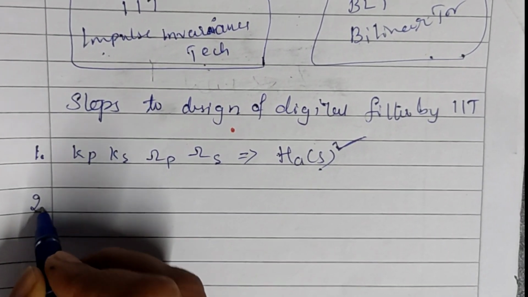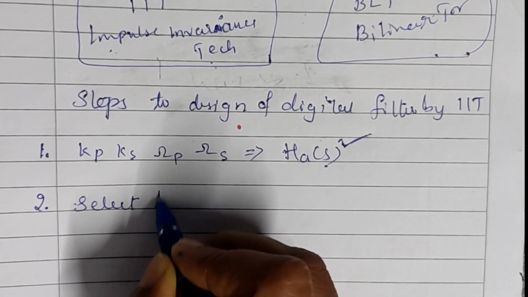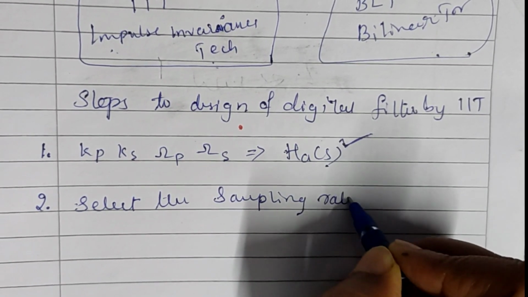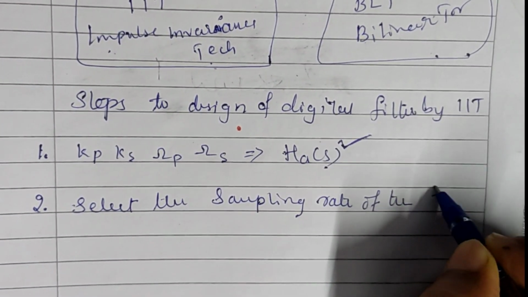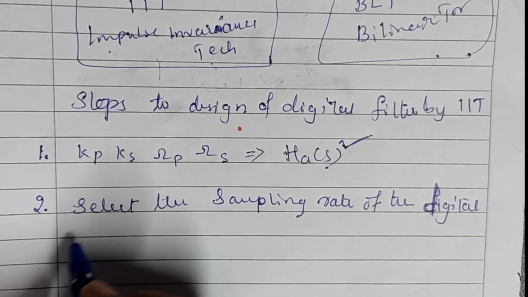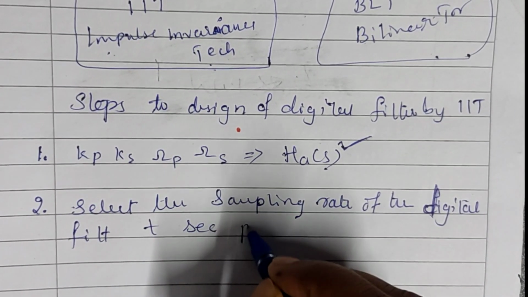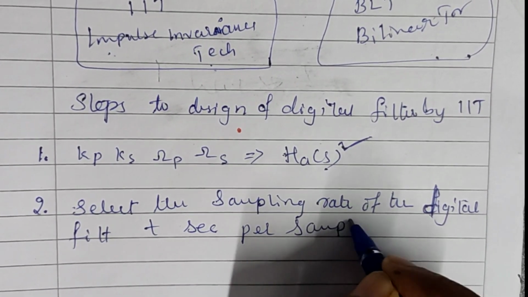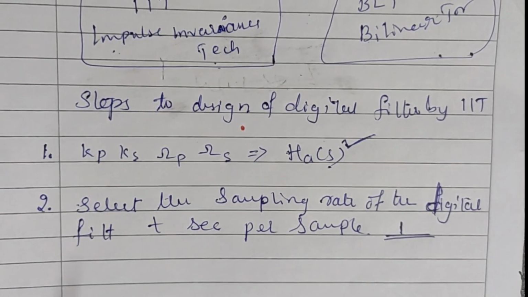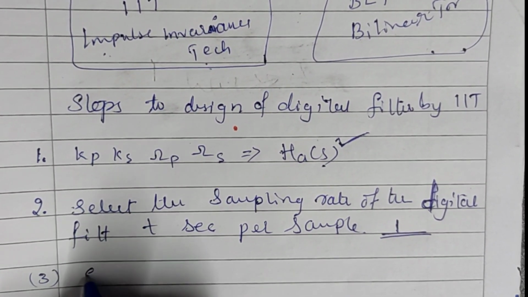Then the second step is to select the sampling rate of the digital filter, usually T seconds per sample. Usually they will provide us the sampling rate, the sample for which we have to find out.